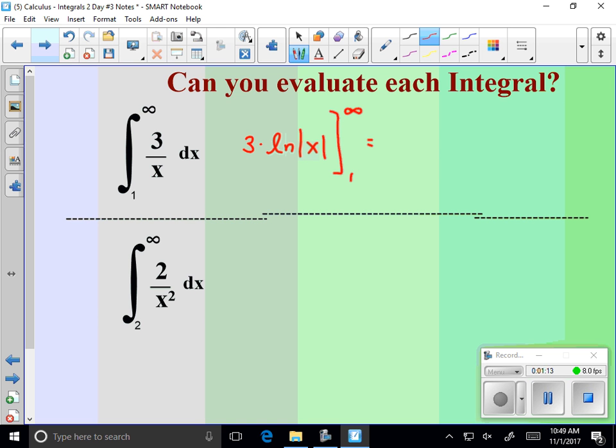Now, in order to determine what the area under this curve would be as x goes to infinity, we change this to b. Well, it isn't a variable, but I'm going to go from 1 to some value b. And when I do this, I then take the limit of my expression as b goes to infinity. So now I'm going to plug in my two values. I get 3 times the natural log of b minus 3 times the natural log of 1.